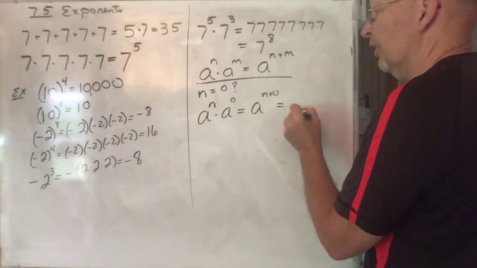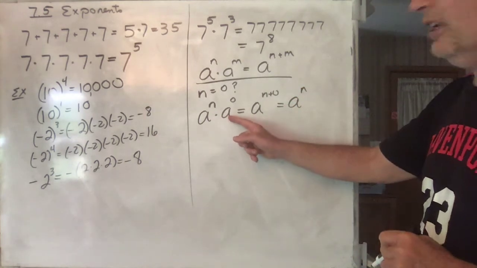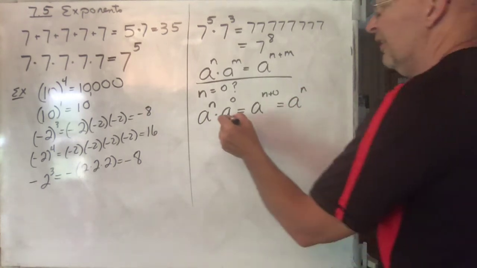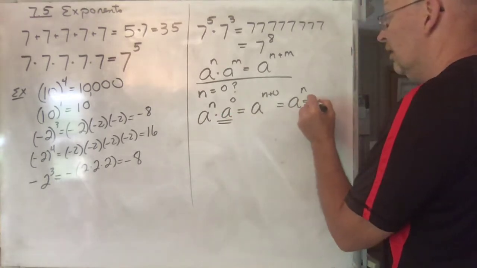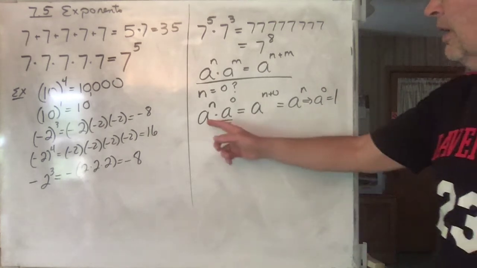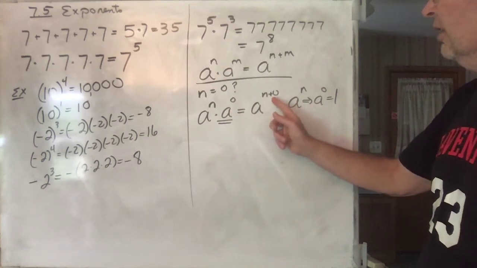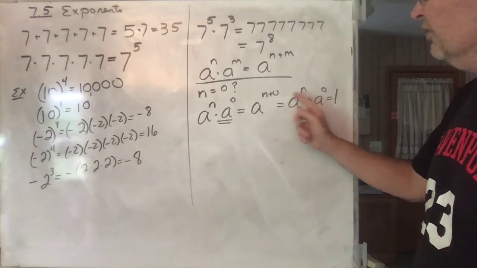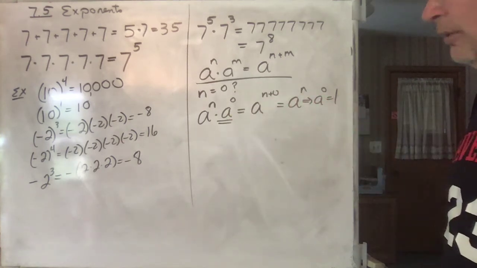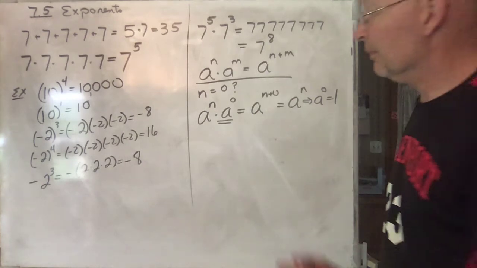And a to the n plus 0 is just a to the n. So a to the n times a to the 0 is a to the n. That must mean that this thing is equal to 1. So a to the 0 must be equal to 1. See that? A to the n times a to the 0, using this rule, is equal to this, and that's equal to this. So that must mean that a to the 0 is equal to 1. So any number to the 0 power is equal to 1.